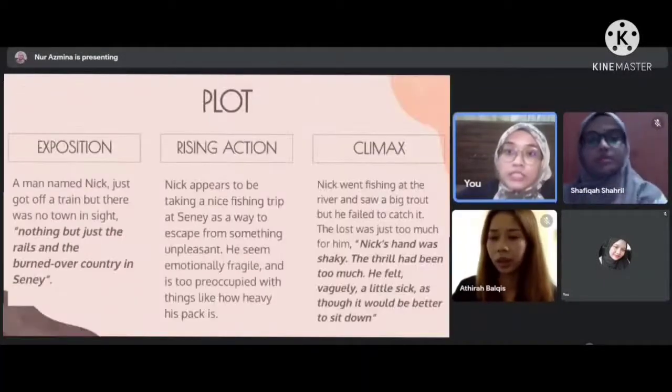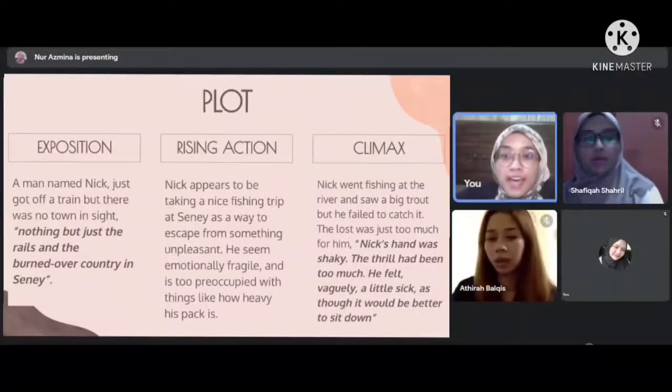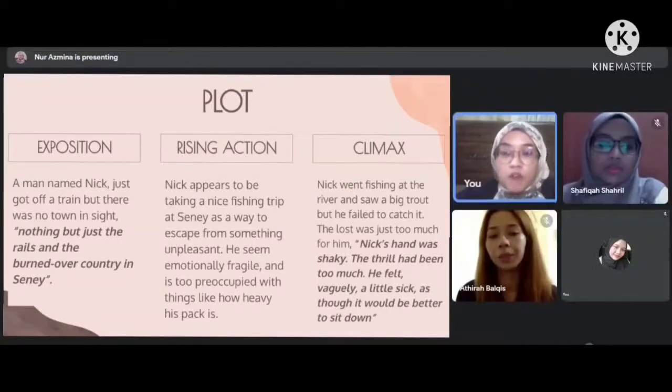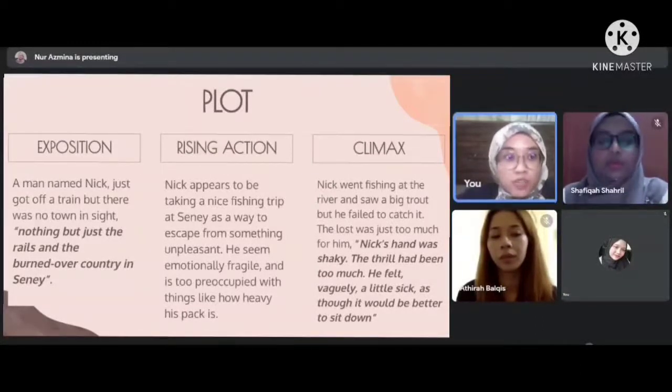Moving along with the plot, the first one is exposition. Exposition is the beginning of the story that provides readers with the background information of the story. The story here begins with a man named Nick who just got off the train, but there was no town inside, nothing but just the burnt over country in Sydney and the rails. From here, we could know that Sydney got burned down and Nick has been to Sydney before or he had lived there before World War One.